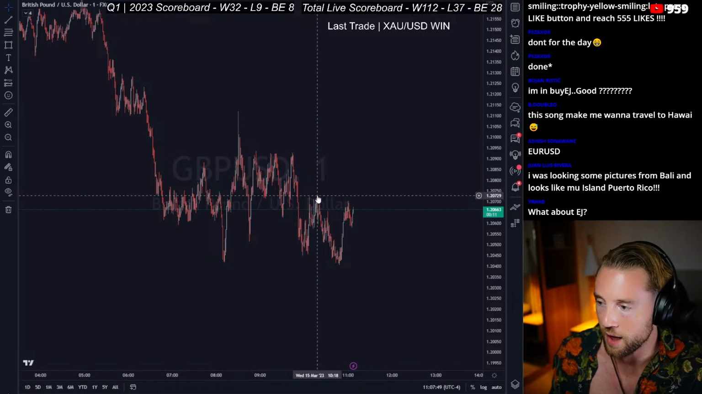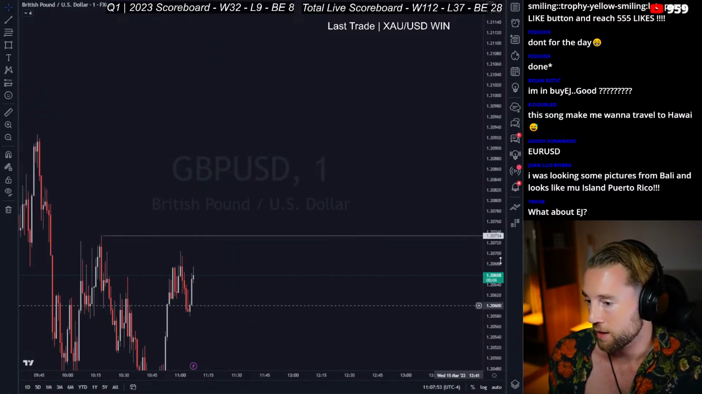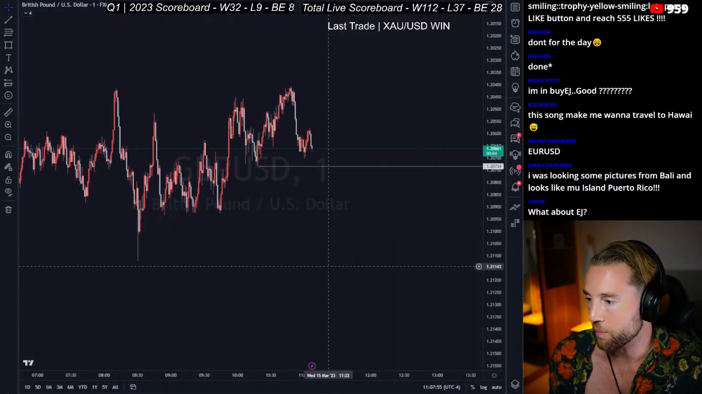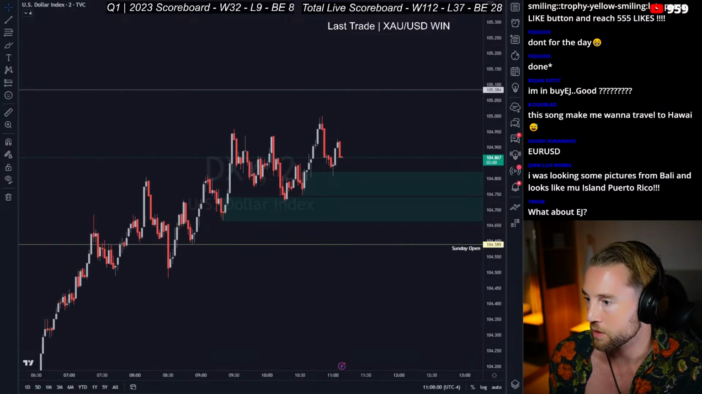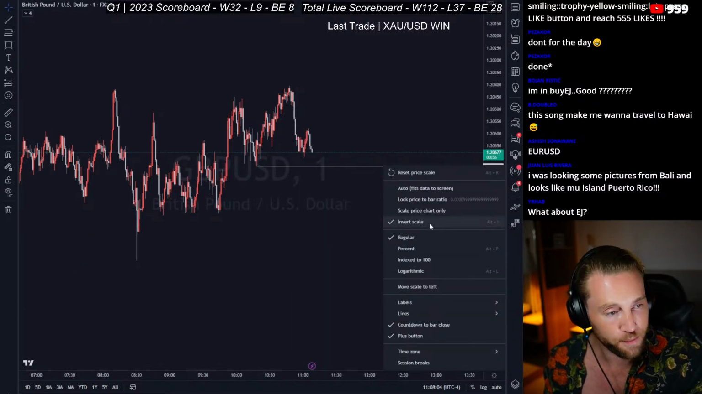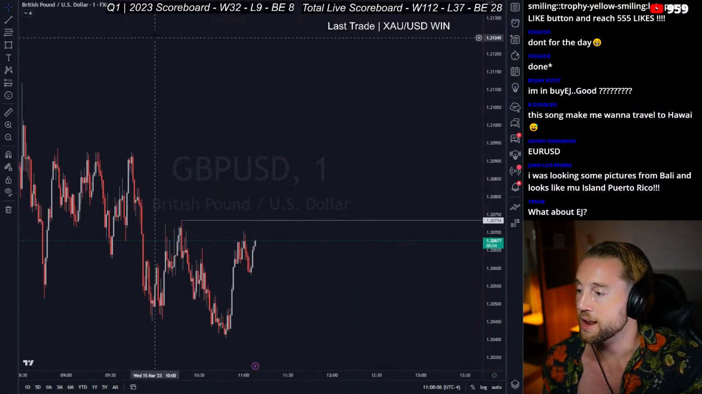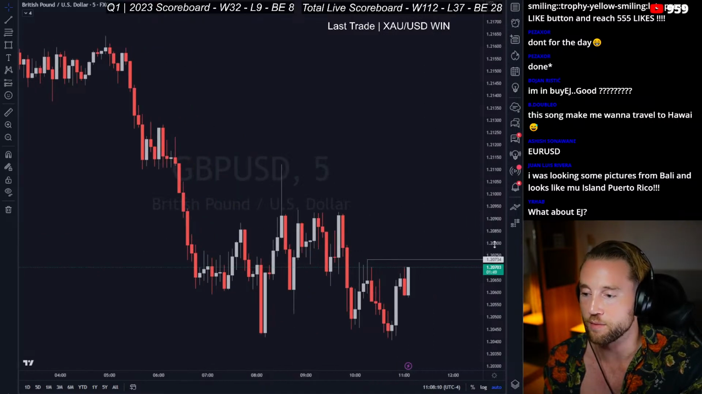Lower low and then a higher high. You never know. Let's invert the scale. Let's look at the dollar. It's very similar, it's actually reacting a little bit more aggressive even. It is definitely an interesting zone. I have to agree with you.